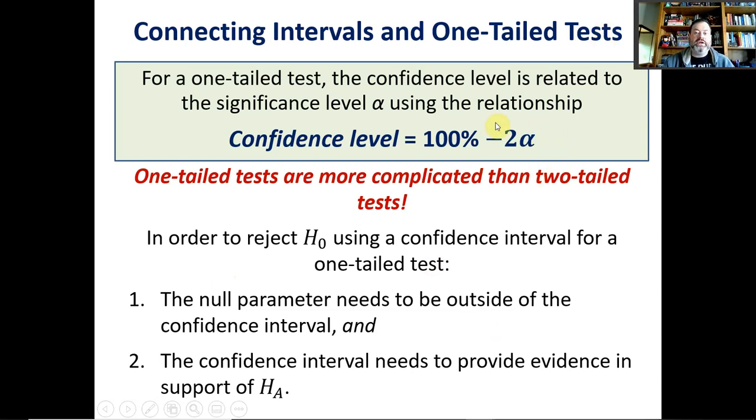The most complicated thing is this, but there is an additional qualification. So the first thing is the same as what we just did in example 1. The null parameter needs to be outside of the confidence interval, and the confidence interval needs to provide evidence in support of the alternative. If the confidence interval does not support the alternative hypothesis, even if the null parameter is outside, then you do not reject. So it is more complicated.